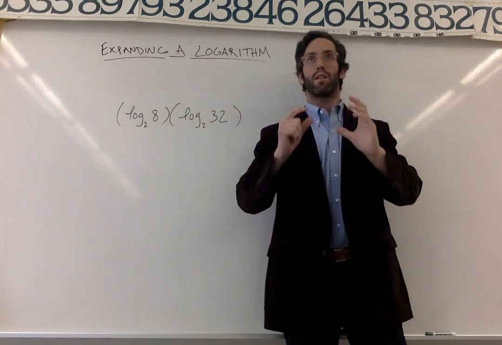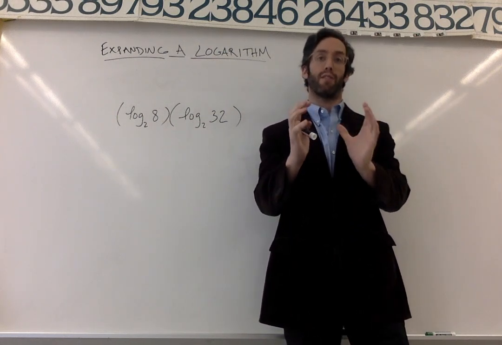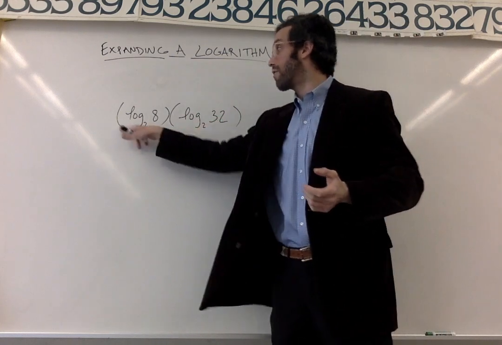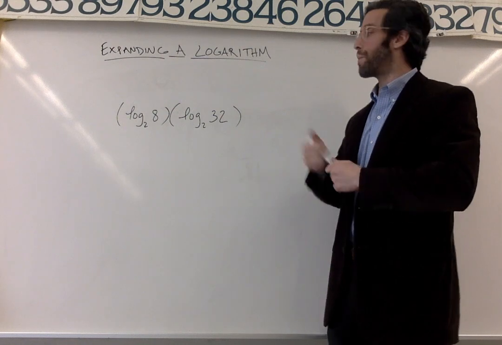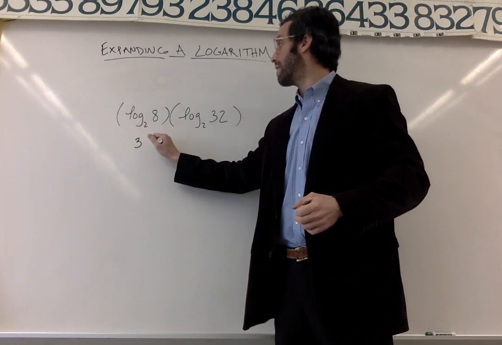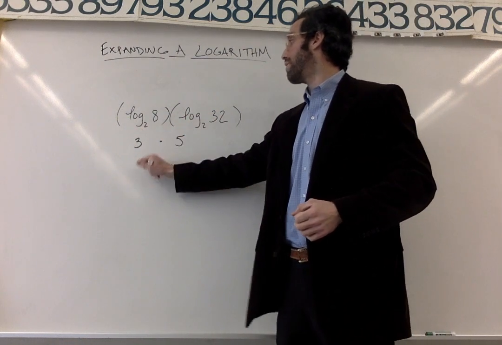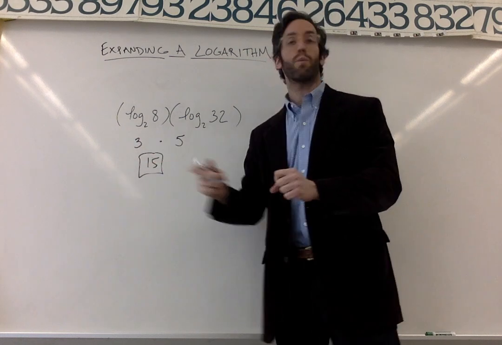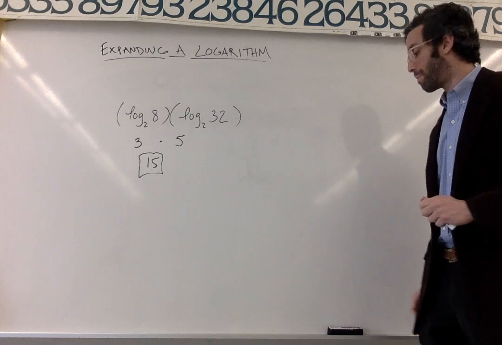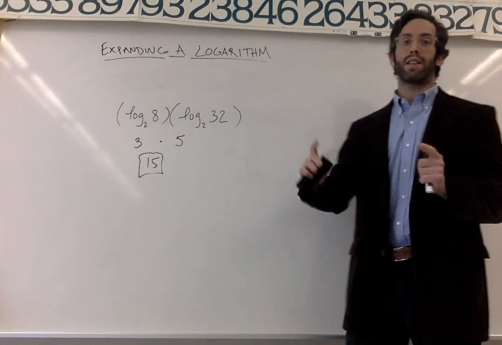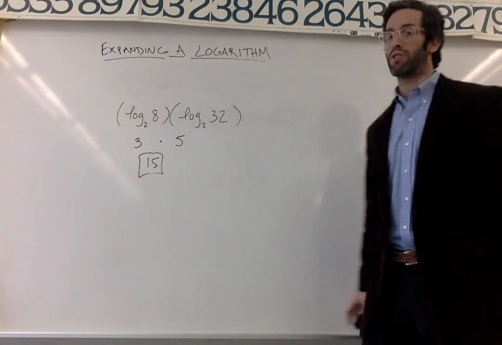It's not just that the argument was 8 times 32 originally. Now it's just one logarithm times another full logarithm. So for this problem, we would just do them separately. We would evaluate this, 3 times 5, and we get 15. That's our answer. There's no other way to handle that. You can't apply the property that we just applied to the previous problem. So it's important to know mistakes that folks have made in the past so you guys don't do them yourself.